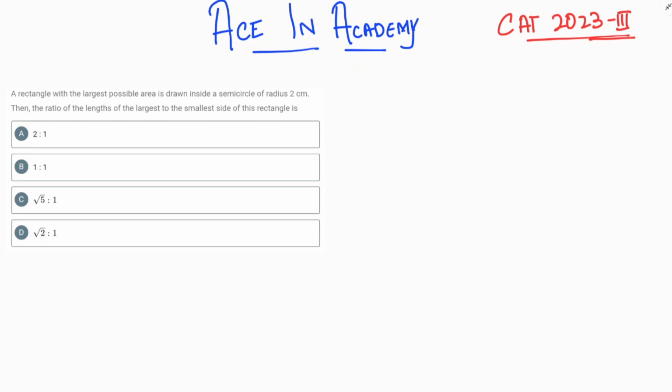Now we are provided 4 options for this question. Option A 2 by 1, option B 1 by 1, option C root 5 by 1, and option D root 2 by 1. So I would like you to try this question first by yourself and then come back to the video for the solution.